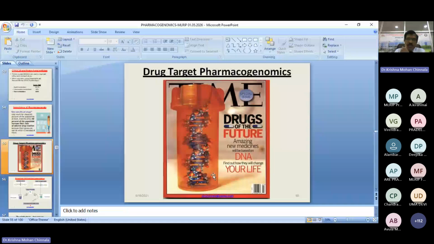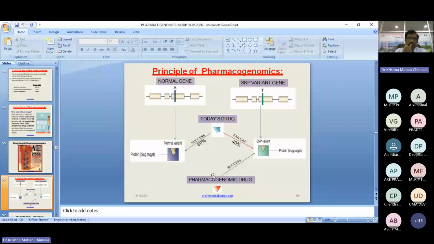Of course, here normal genes: normal variant, normal action. Normal gene, normal variant, normal action, and SNP variant gene, abnormal activity. And if you want to make some changes in the gene and produce a suitable receptor or a drug, then altered action will be there. Maybe 100% successful treatment is possible.